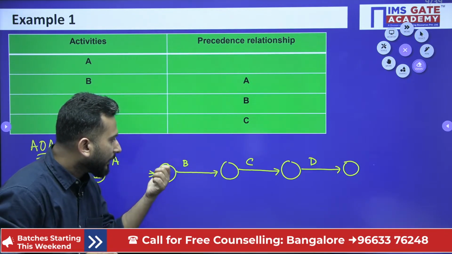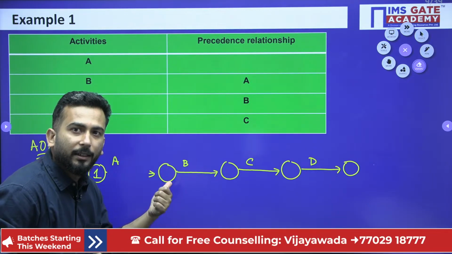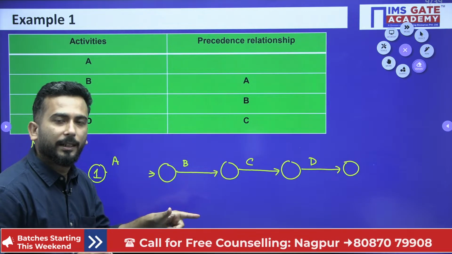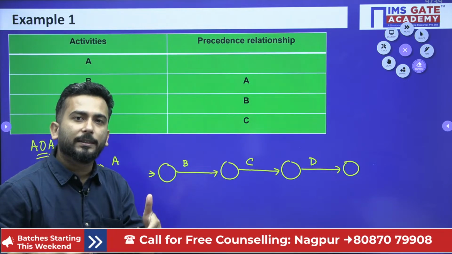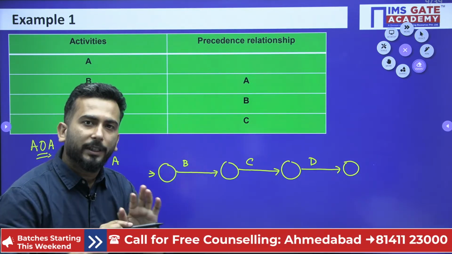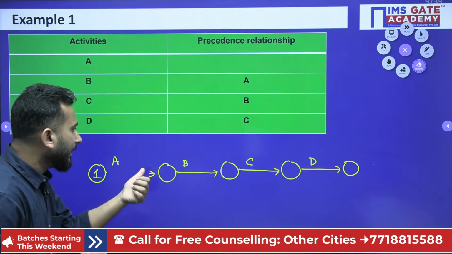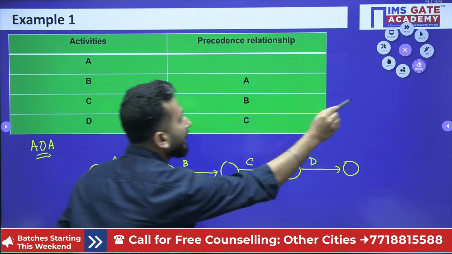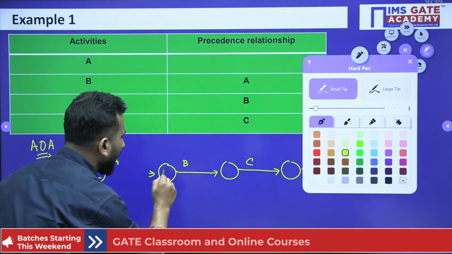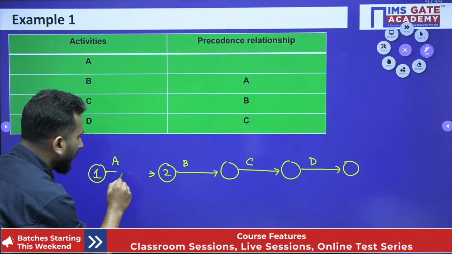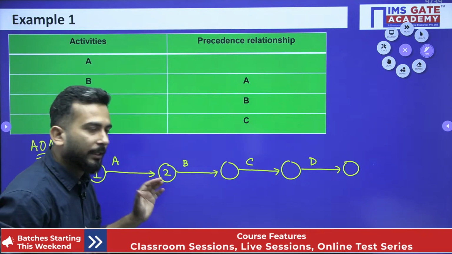So now this event is having no incoming arrows, and I can number it, right? Why? Because Fulkerson's rule says that you can only number that event which is having no incoming arrow. Now since I have deleted it, this is having no incoming arrows, and then I can very easily number it as 2, and then I am completing this wherever I have done.